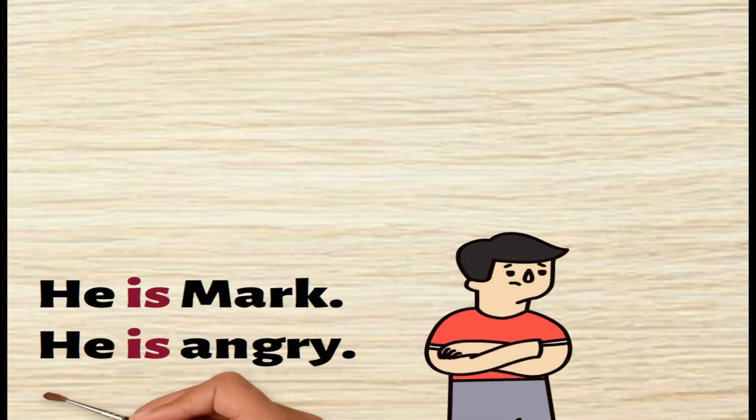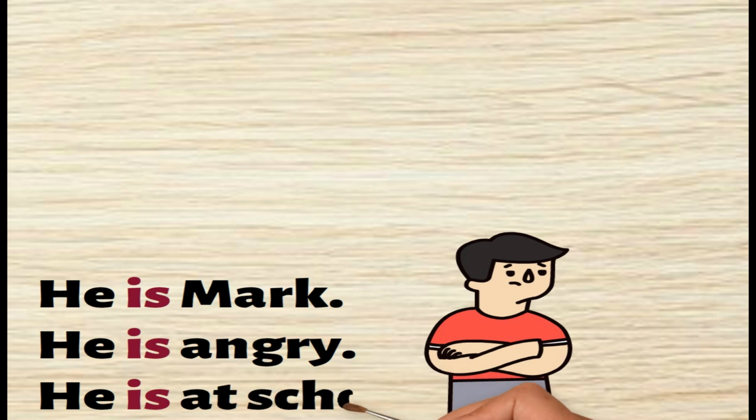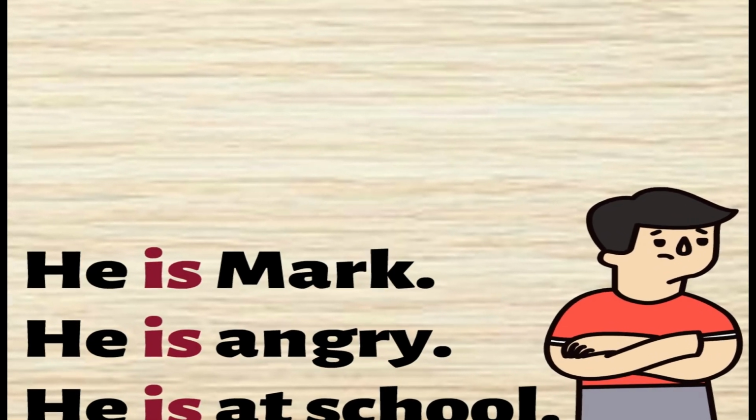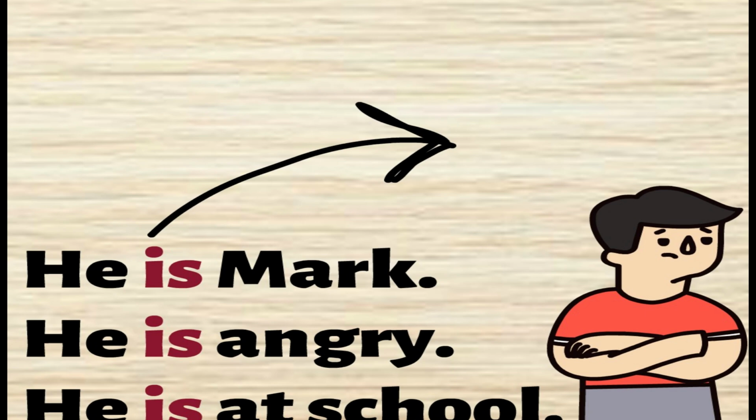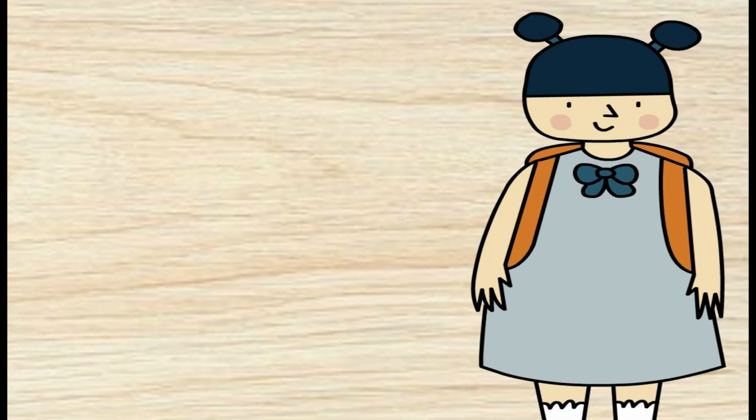He is Mark. He is angry, and he is at school. The short form of he is is he's. So I say he's Mark, he's tall, and so on.